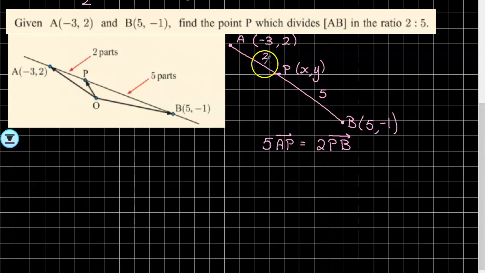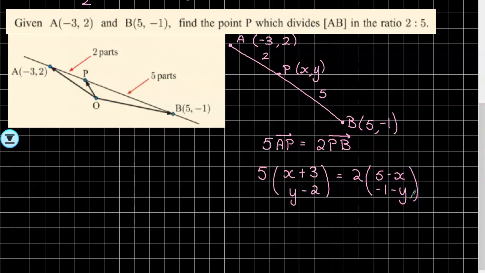So what's the common number that 2 and 5 both go into? 10, and so if I times that by 5, and I times that by 2, I even out the ratios. And so now it becomes 5. How do I find AP? Well, that's going to be x take 3, so x plus 3, y take 2, equals 2 times, now PB, 5 take x, minus 1 take y.